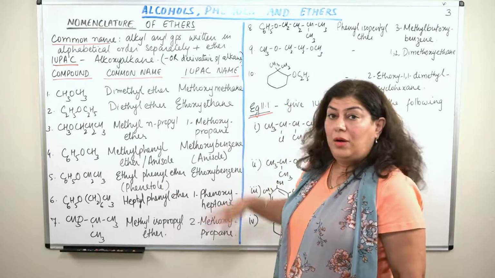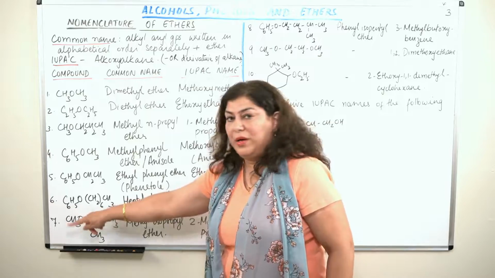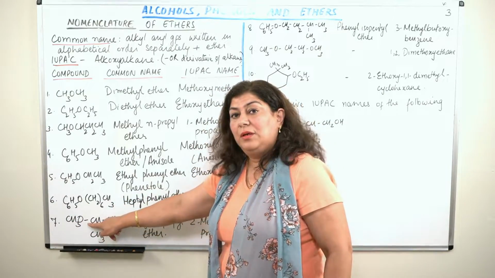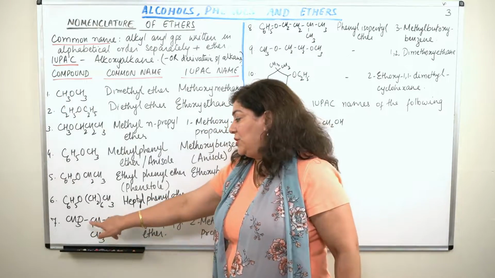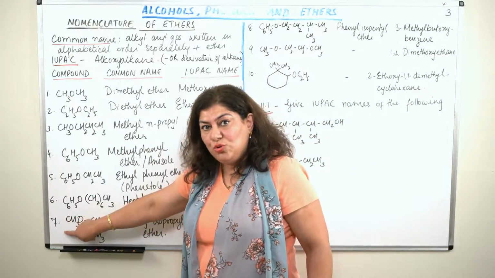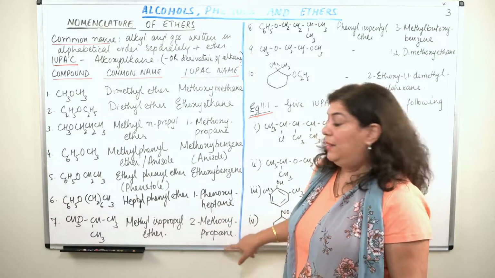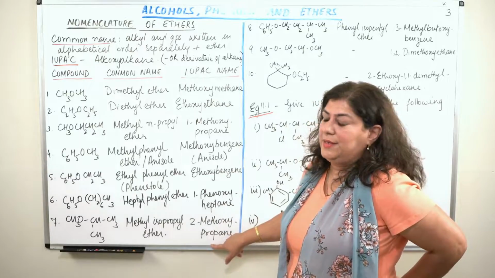And in IUPAC nomenclature, what is the parent? This is 3 carbons, this is 1 carbon. So this is methoxypropane, but the locant for propane, methoxy, is attached to which carbon? To the second carbon. So we'll write the locant before the substituent. So it will be 2-methoxypropane. So methoxy group is attached to the second carbon atom.